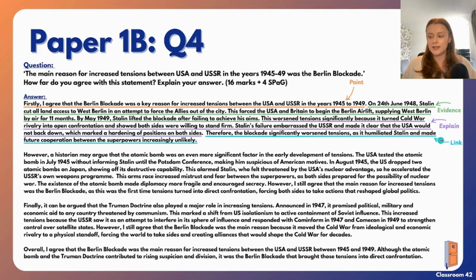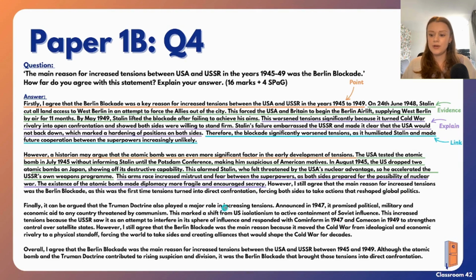So we just need to do the same again for two other factors. So we're bringing in our point. Here I've started it with, "However, a historian may argue that the atomic bomb was an even more significant factor in the early development of tensions." So there is our next factor, the atomic bomb. We're giving our evidence, talking about how the USA tested their first atomic bomb without informing Stalin, after the atomic bombs in Japan, and how this alarmed Stalin, who felt threatened by the USA.